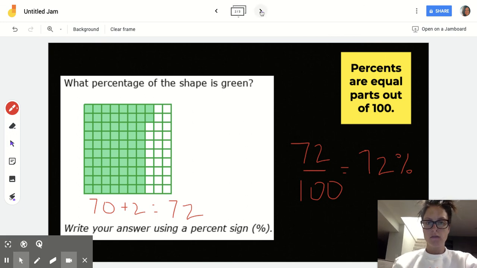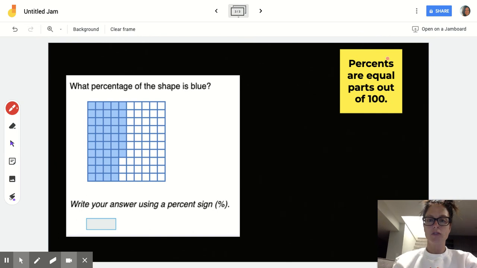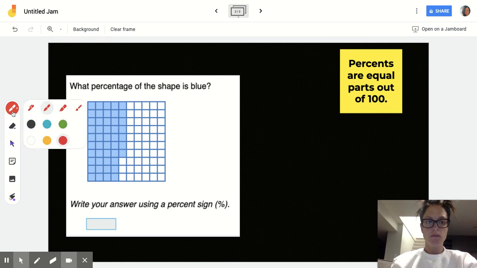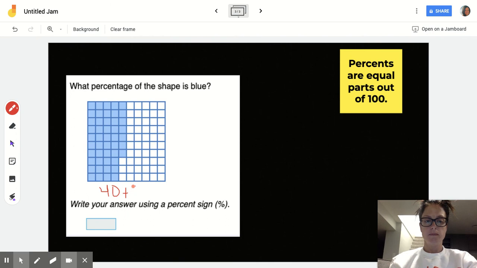So now we're going to take a look at one more. Okay, so just remember, percents are equal parts out of 100. What percentage of this shape is blue? Okay, so I need to figure out how many groups of 10 I have first. So I have one group of 10, two groups of 10, 3, 4. So that's 40. Plus 1, 2, 3, 4, 5, 6, 7. So altogether, that gives me 47.